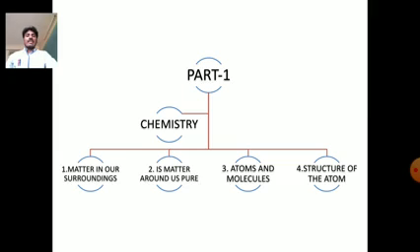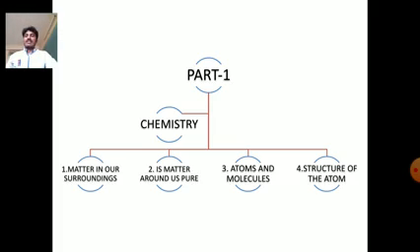In part 1, chemistry contains four major topics. The first one is matter in our surroundings. In this chapter, we learn about the physical nature of matter and the characteristics of particles of matter. Next, states of matter.